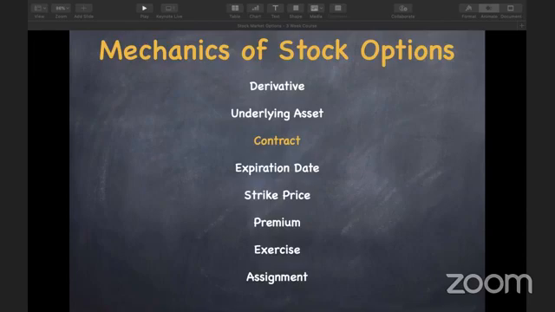All right, because these are contracts. So this is just a quick recap of some of the mechanics of a stock option. Are there any questions before we jump into the new lesson?